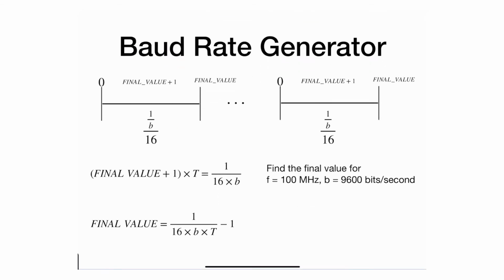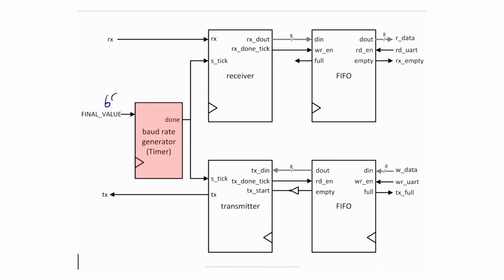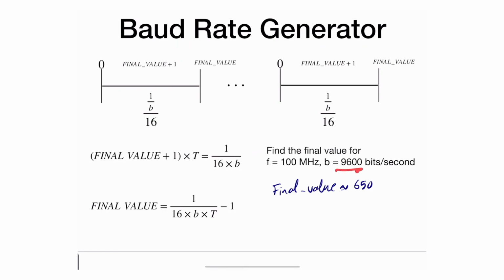All right, so let's see a quick example. Let's assume that I want to find the final value for a timer if my frequency is 100 megahertz and my baud rate is 9600 bits per second. If you do the calculation, you're going to see that the final value is about 650, 650 point something. So let's assume that it's about 650. What this tells me is that if you put 650 at this particular input here, you're going to get a tick that is 16 times the baud rate. So it's that fast.